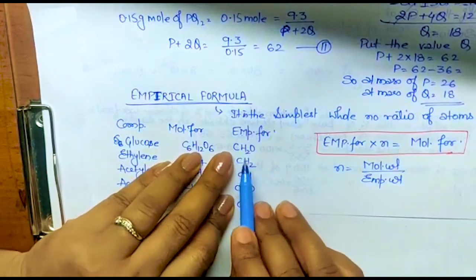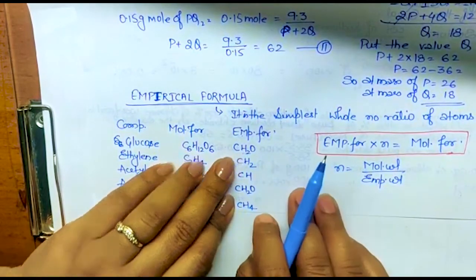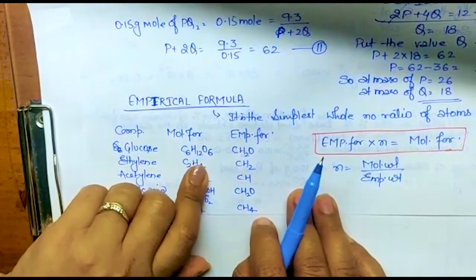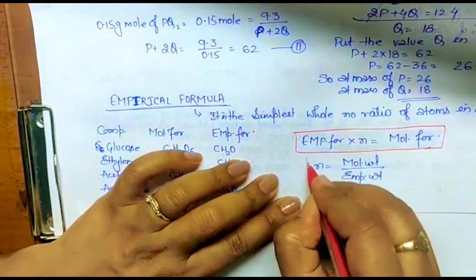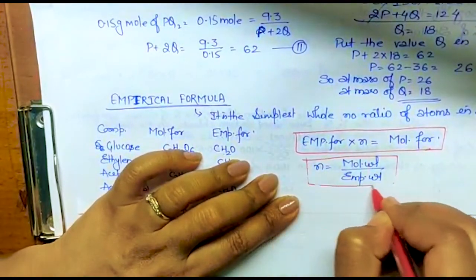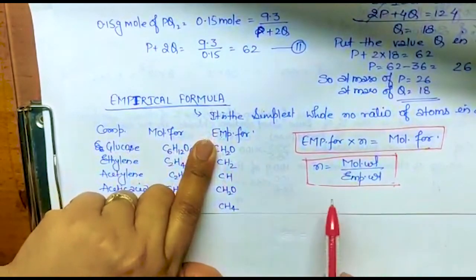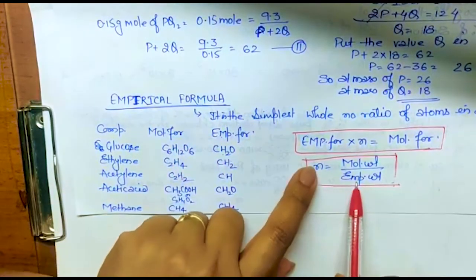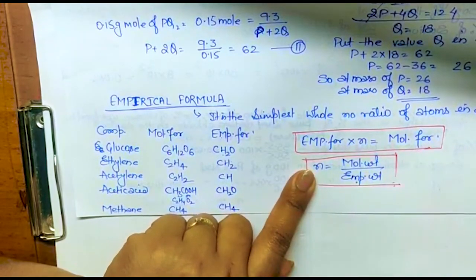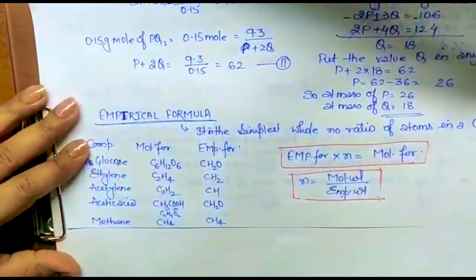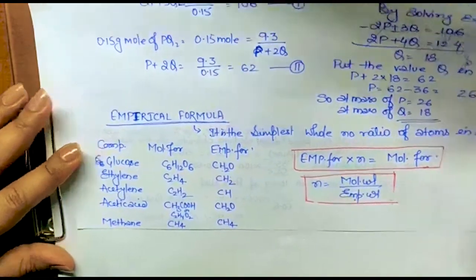Got it? The weight you get from the empirical formula will be considered the empirical weight, and the weight you get from the molecular formula will be called the molecular weight. So what do you actually have to do? First we will find the empirical formula, then we will find the empirical weight, then we will find n, and then we will find the molecular formula. Got it? This is the step. So let's start with this. First I will tell you how to find the empirical formula.